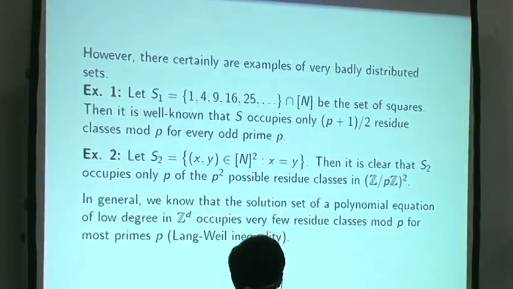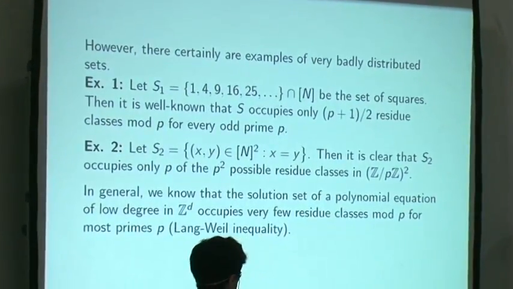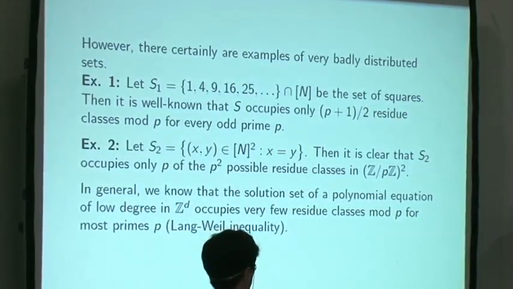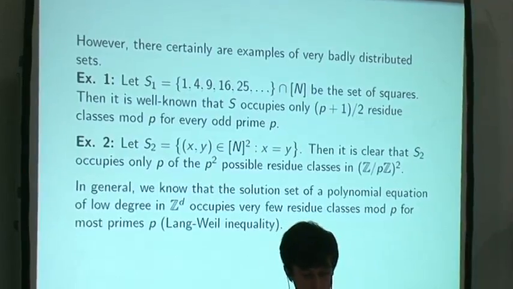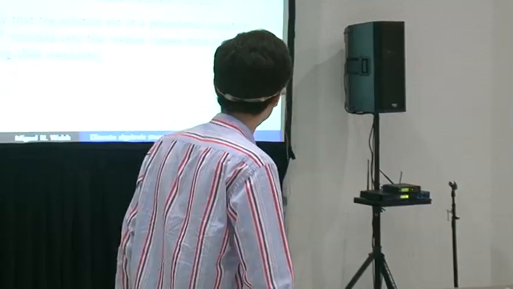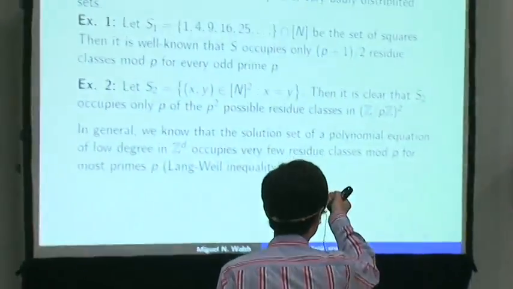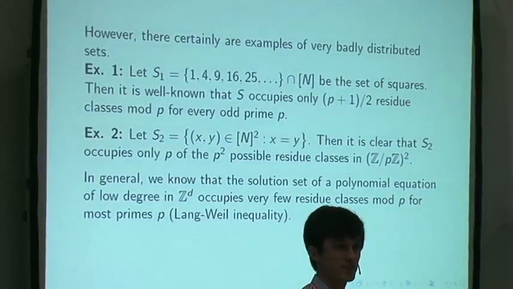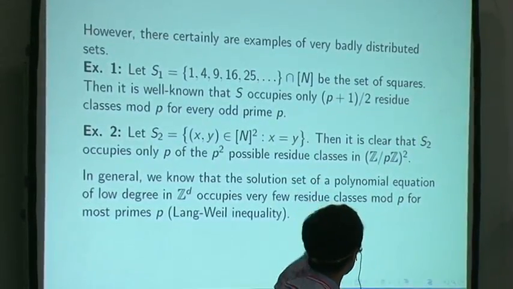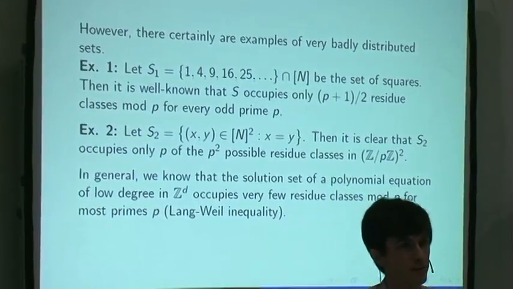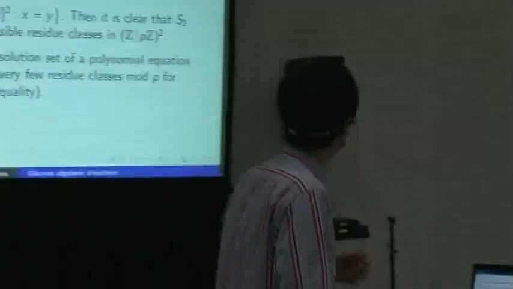And in general, as I said before, we know that the solution set of a polynomial equation of low degree occupies very few residue classes mod p for most primes p. A precise estimate is given by the Lang-Weil inequalities. So you see that all these examples clearly have something in common. They are all very algebraic in some sense. Maybe not in the same sense: the squares are the image of a polynomial, the other is the solution set, but they are very algebraic things.